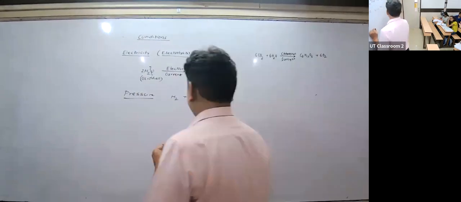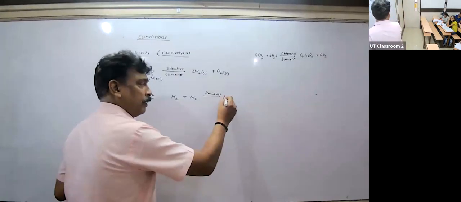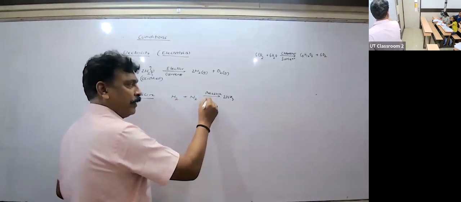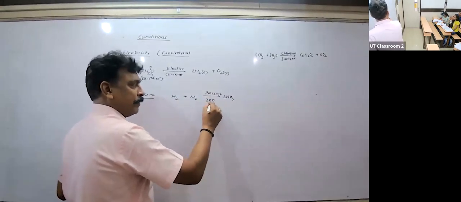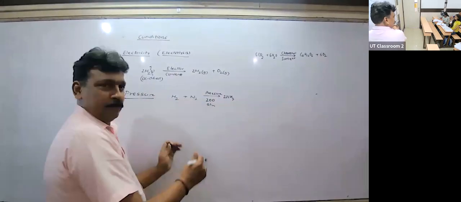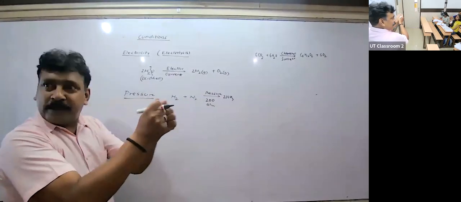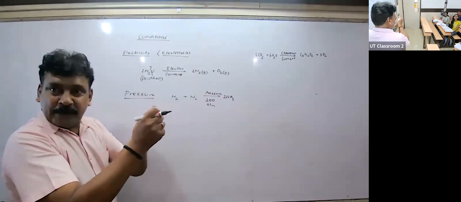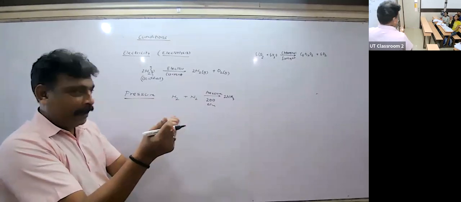So nitrogen plus hydrogen giving you ammonia is nothing but under a pressure of 200 atmospheres, correct. It means you pressurize them to come closer. When they come closer they start rubbing each other, and when they rub each other this creates a breaking of bonds and formation of new bonds.